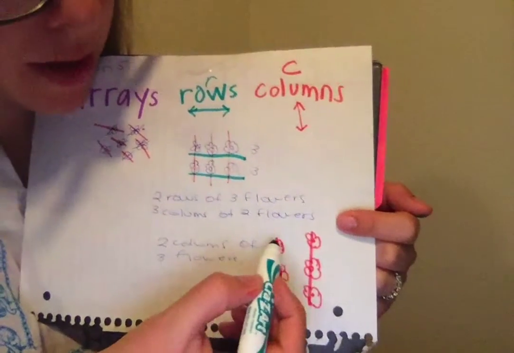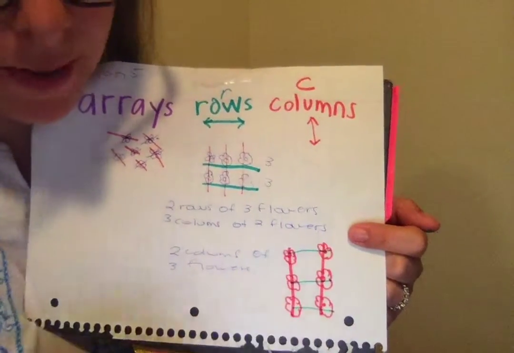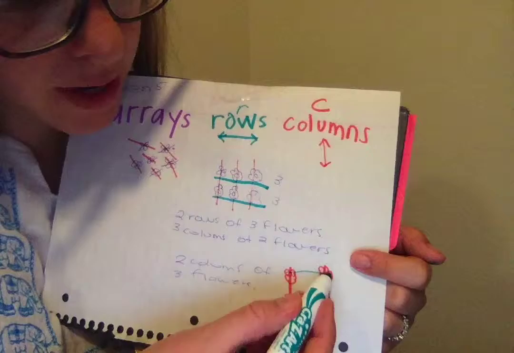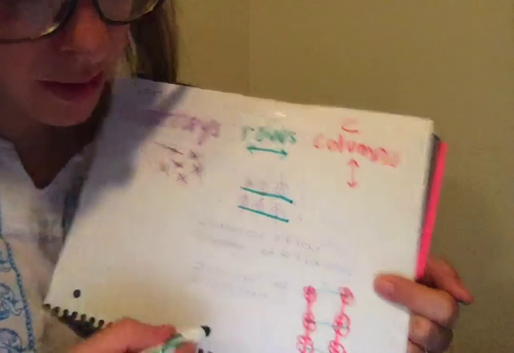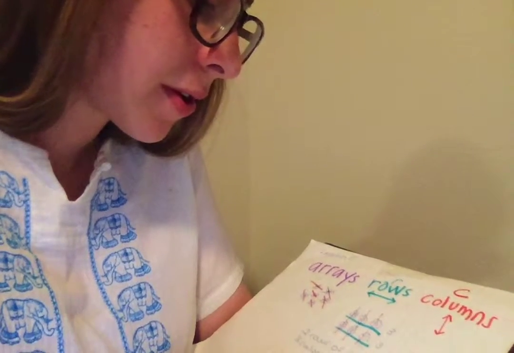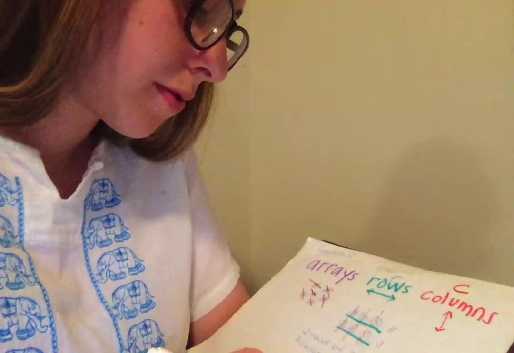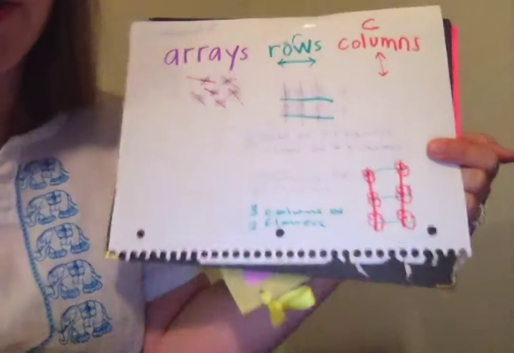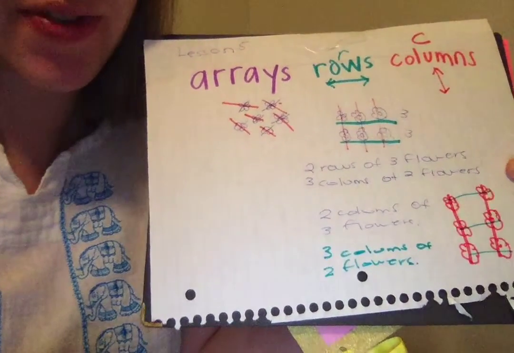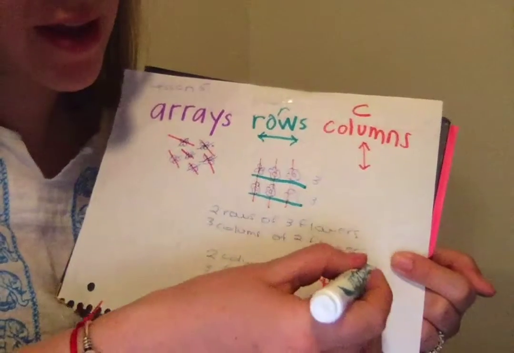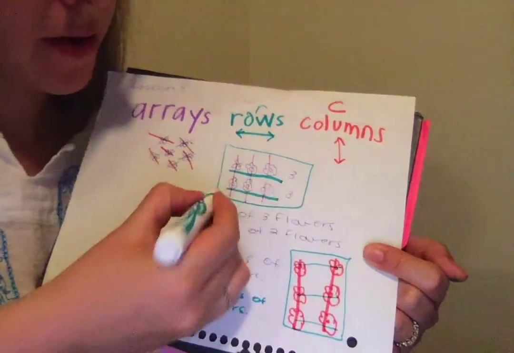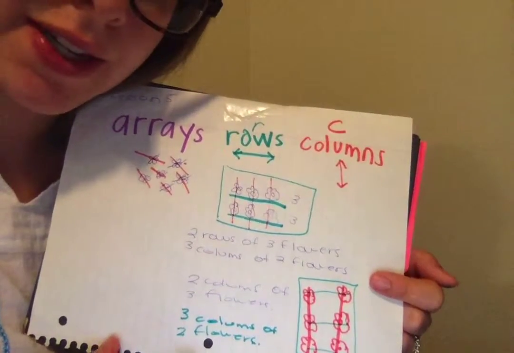So I get to count them. There's 1 row, 2, 3. And each one of them has how many flowers? Well, this row has 2, 1, 2, 1, 2. So we have 3 columns of 2 flowers. All right? Does that make sense? So here we created 1 array that looks kind of like a rectangle. And here we created another array that looks like a rectangle.